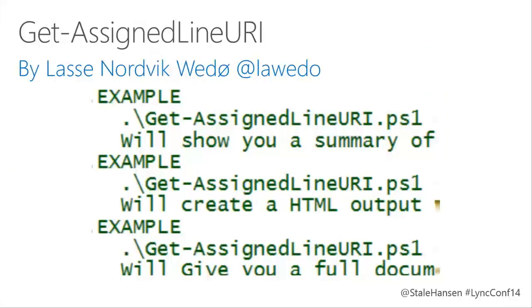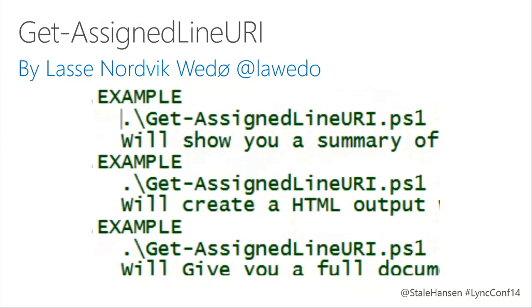So Lasse Norvik Wede, who is sitting over there, has created a script where he goes through all places where a line URI can exist, and he lists it in different formats. Here's an example from the body of the script. I also tweeted the script just now, so you can get a link and download it for yourself. It's available on TechNet Gallery. Just check my Twitter handle.